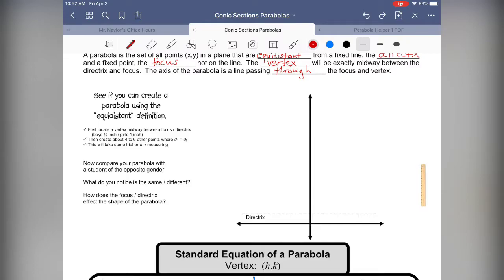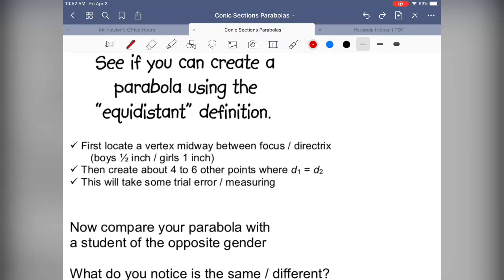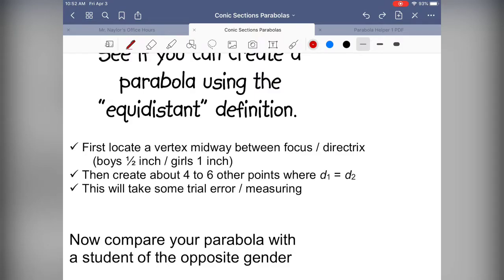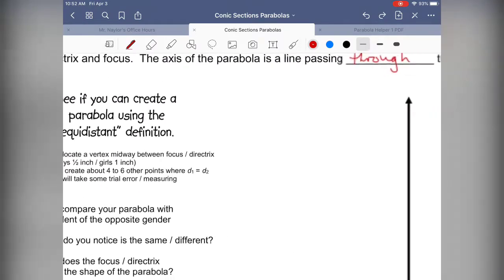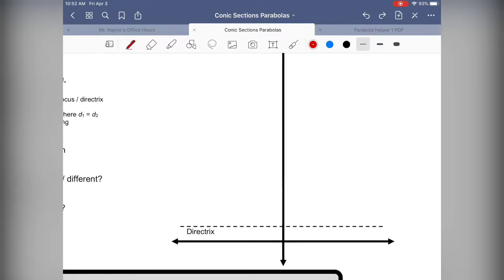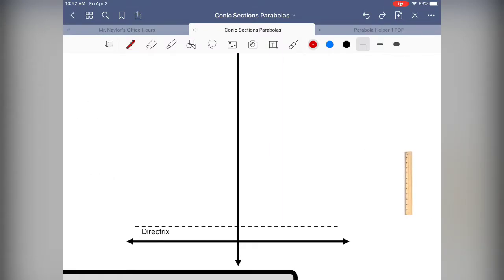We also need a distance, and I'm going to do a little activity here if you want to play along. We're going to try to do this differently depending on if you're a boy or girl. Had we been in class, then you would be able to compare your two answers. We'll see if we can figure that out. So I'm going to go ahead with the boy version here. Let's say that we want to find a vertex that is midway between a focus and directrix. Now, if you're saying, what is that? Well, just measure a 1/2 inch from your directrix. Now, girls, if you're a girl, then use a full inch.